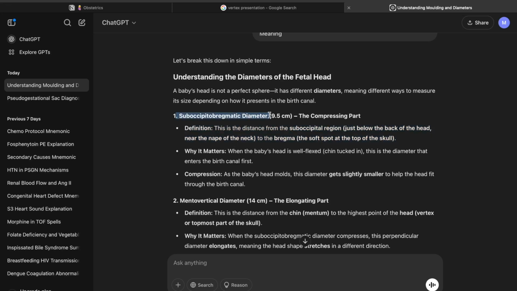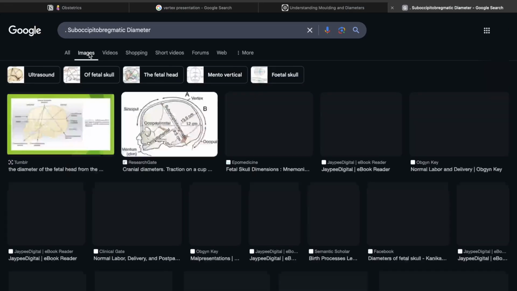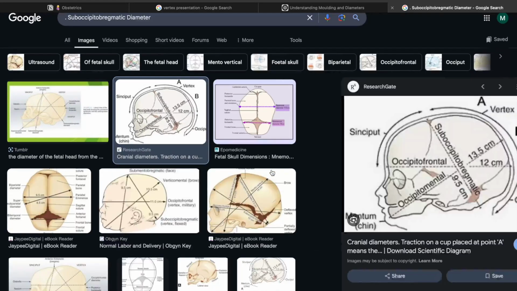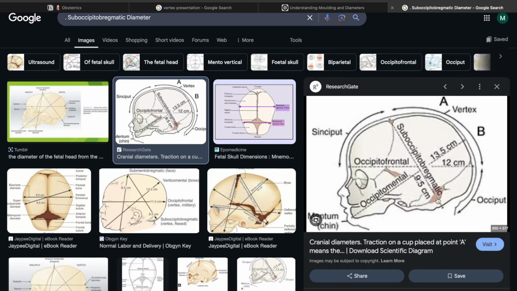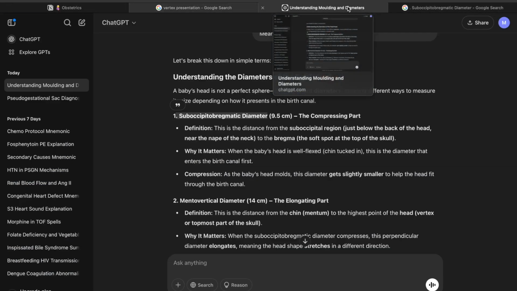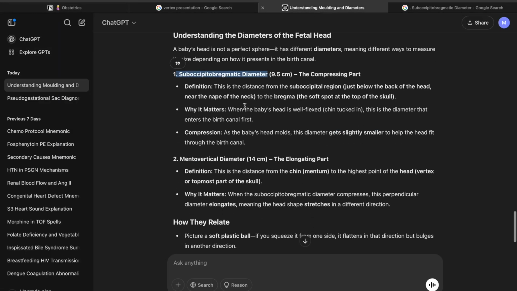So let's check on the internet what this means, but this is going to take a really long time, because we are starting from the basics. So suboccipitobregmatic, from the suboccipital region to the bregma, this is the bregma. It is 9.5 centimeters apparently. Yeah, so even here it is mentioned. Wait, let's go to ChatGPT. Here it is 9.5, yeah, definition.